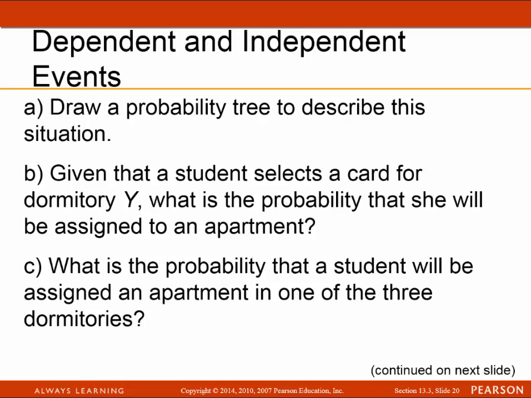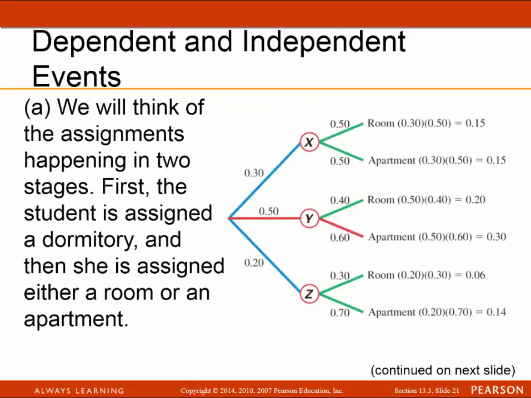So the first thing is we're going to draw a probability tree to describe the situation. Then, given that a student selects a card for dormitory Y, what is the probability that she will be assigned to an apartment? And then what is the probability that the student will be assigned an apartment in one of the three dormitories?